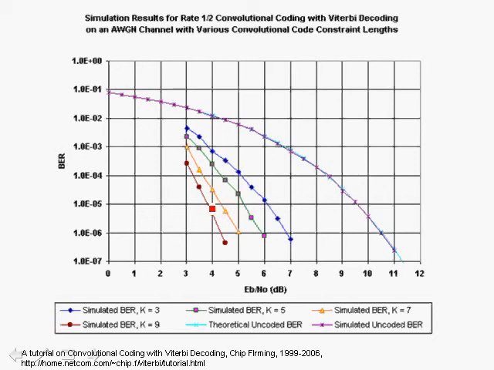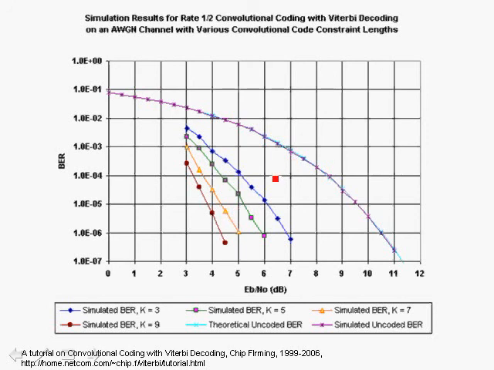For constraint length equal to 9, of course we get another about half a dB improvement over k equals 7, and sometimes that's worth it if you're willing to pay the price in hardware complexity and extra power consumption and so forth in the silicon.